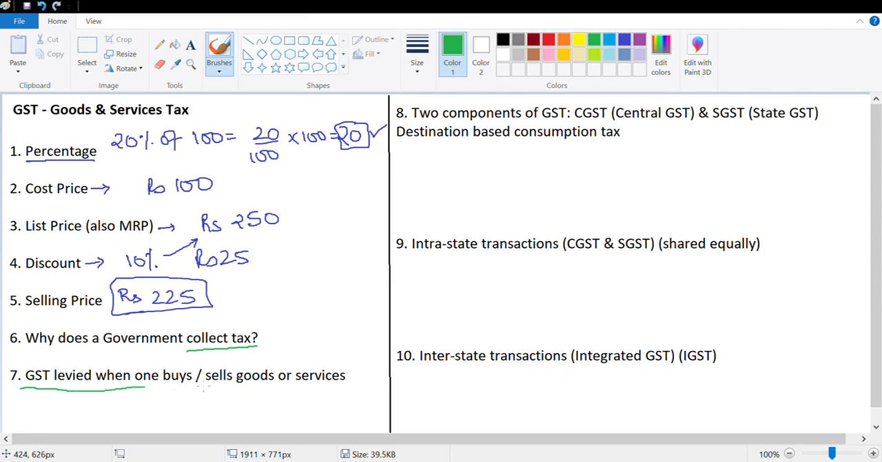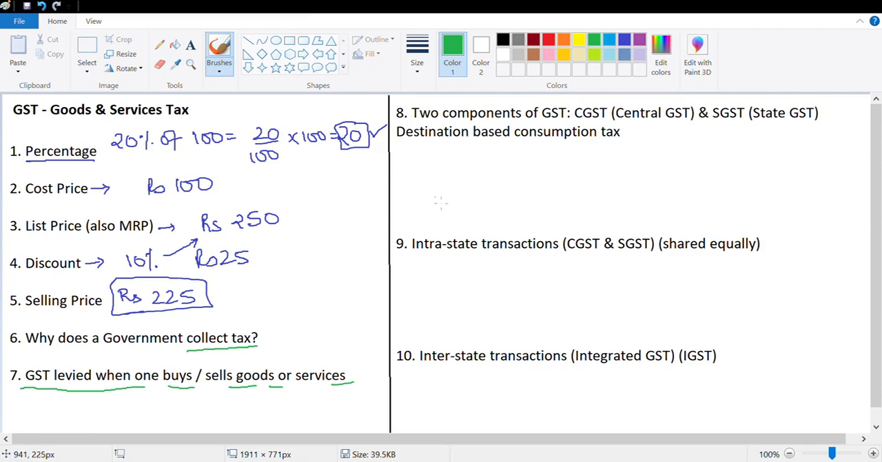GST is levied when one buys or sells goods or services. Good would mean something which you buy. For example, you buy a TV, that's a good. Service, you go to a salon, that's a service. So you pay tax on the haircut that you get or any other services that you pay for at a salon.